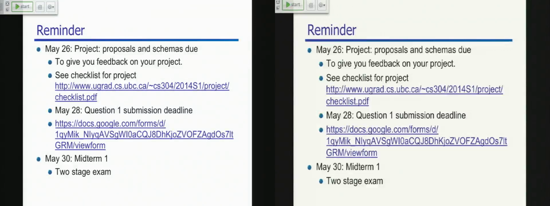Which copy will be graded? Sorry? Which copy will be graded? My personal copy? Which copy will be graded? And the answer is both.